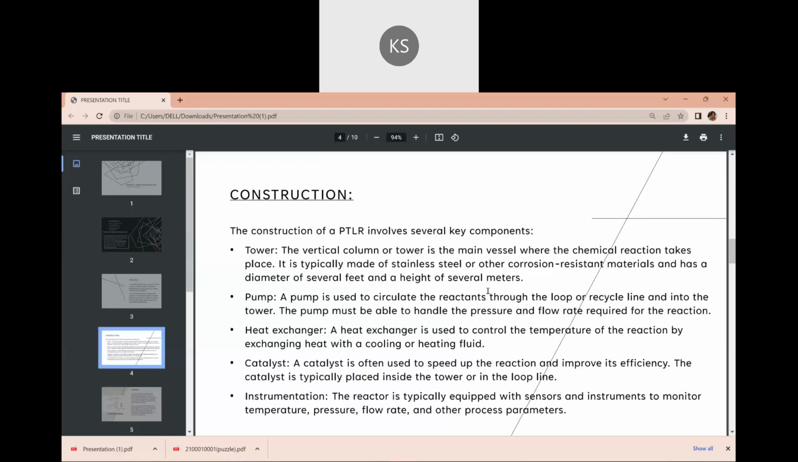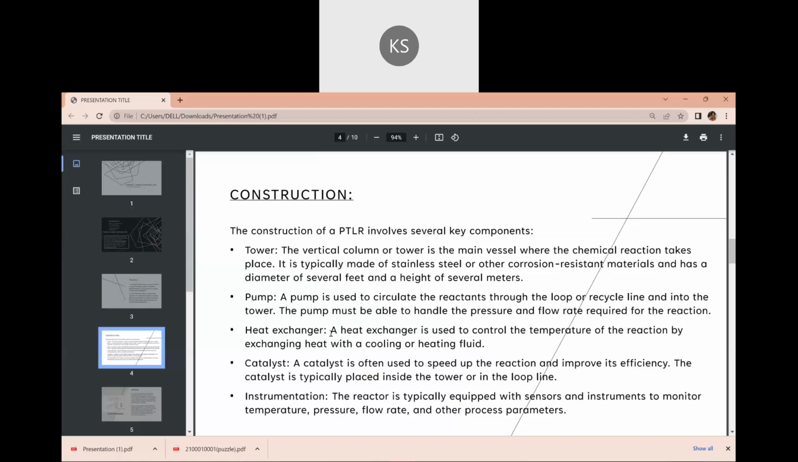When it comes to the pump, the function of the pump is to circulate all the reactants through a loop in the tower. So in a bioreactor, to undergo a series of reactions, a pump is always required, and in this tower, the pump enables the constant circulation of the reactants to get them converted into the product. The pump must be able to handle the pressure and flow rate required for the reaction.